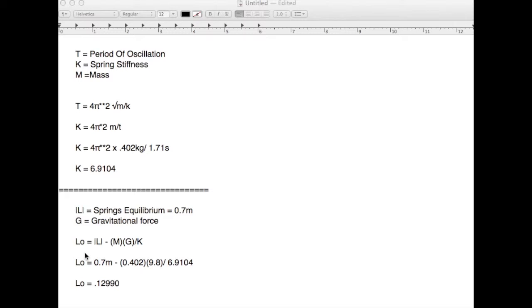The equation is L0, the relaxed length of the spring, is equal to the length of the spring in equilibrium minus the mass of the object times the gravitational acceleration divided by k, the spring stiffness. After inputting my variables, 0.7 meters for the spring length, the mass of the object, the gravitational acceleration being 9.8 meters per second squared, divided by k, the spring stiffness, we get the result. L0 is equal to 1.2999 meters.